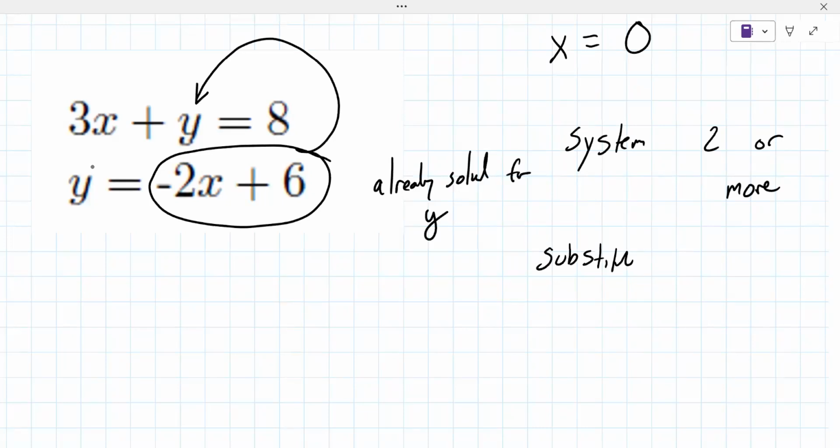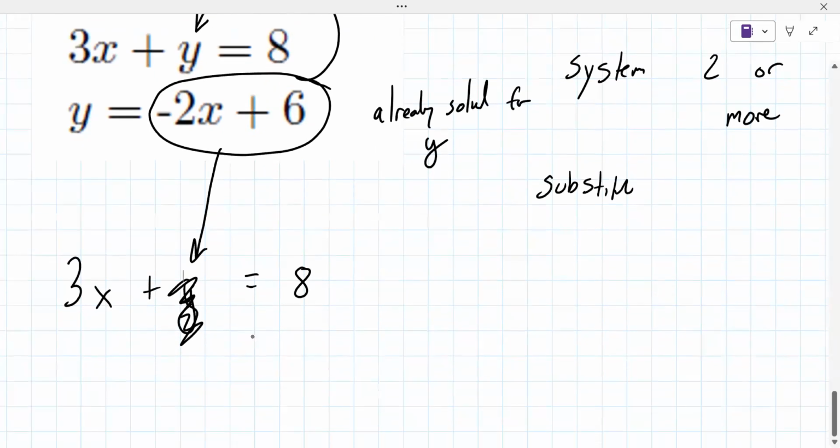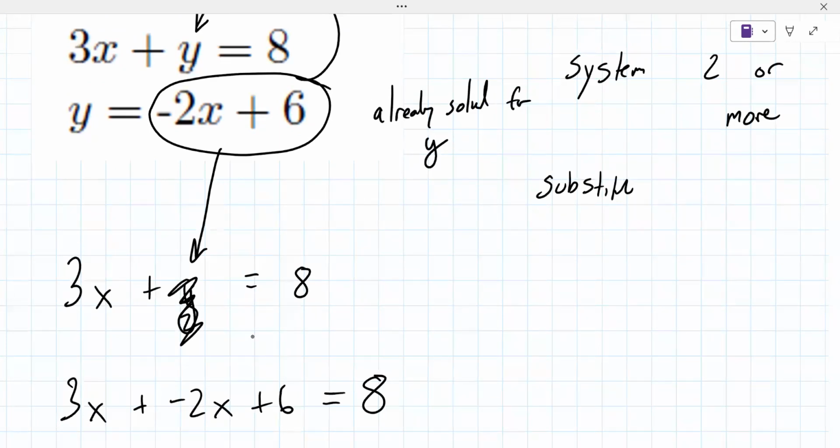See how the second equation already says y equals, it's already solved for y? So the first equation is 3x plus y equals 8. But instead of the y, you put the -2x plus 6. You write 3x plus negative 2x plus 6 equals 8. Oh, okay, you just replace it.